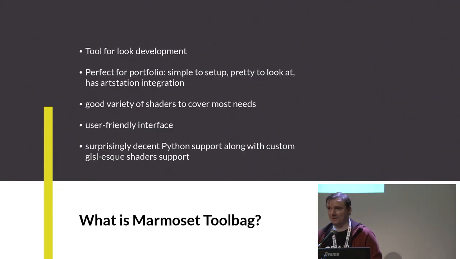But before that, for those of you unfamiliar with it, let me explain what Marmoset Toolbag is. It's a tool for look development that a lot of artists use due to its simple UX. Basically, you send your models there, set up the materials, pick the required shader, pick the required HDRI, put on some lights here and there, and then you can export it straight to ArtStation and export a package that you can then upload to Sketchfab. That's where it wins. It also has surprisingly decent Python support along with custom GLSL-esque shader support. That was a welcome sight, because without it, I wouldn't be able to do my job.